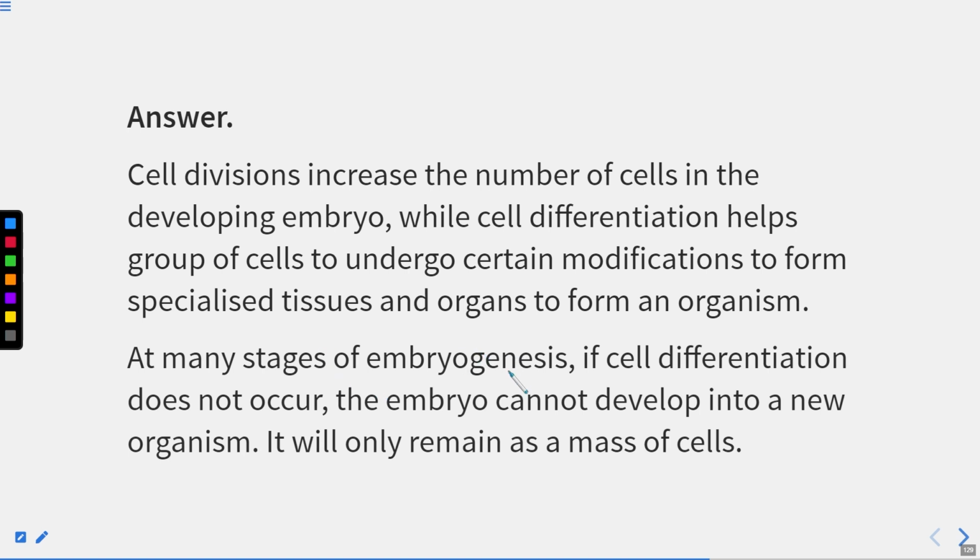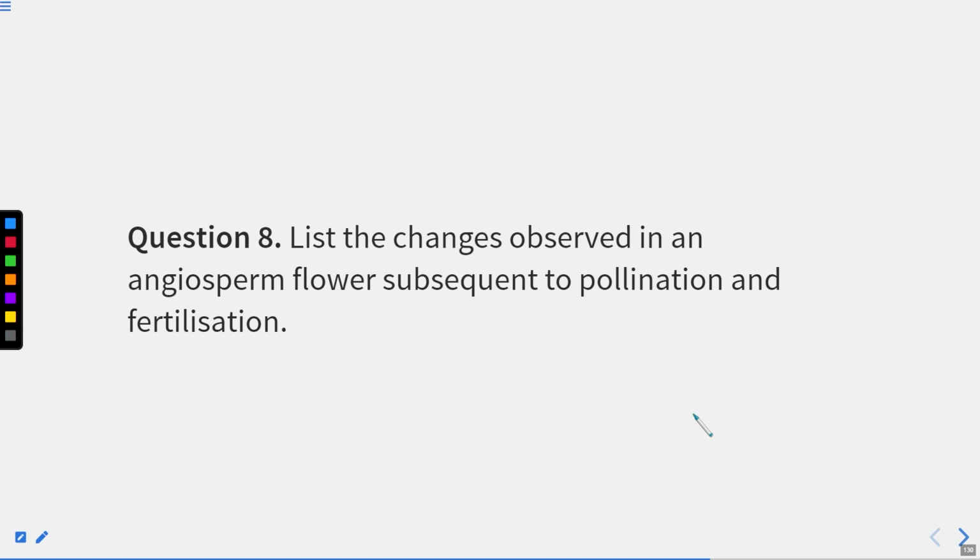Now, at many stages of embryogenesis, if cell differentiation does not occur, the embryo cannot develop into a new organism, and it will only remain as a mass of cells. Okay, so in organisms, there are a lot of tissues, there are a lot of organs that perform specific function. So if only cell division takes place, then only a mass of cells will be formed. And this mass of cells will have no specific functions. It cannot form an entire organism. Alright, this is clear. Now let's move on to the next question.